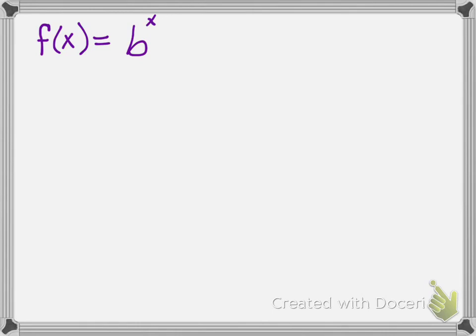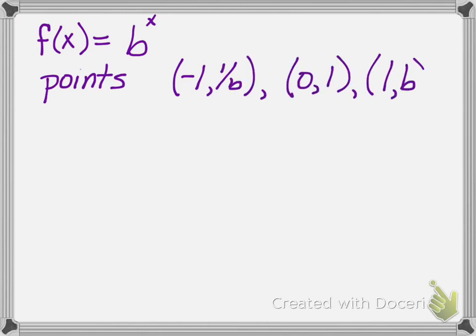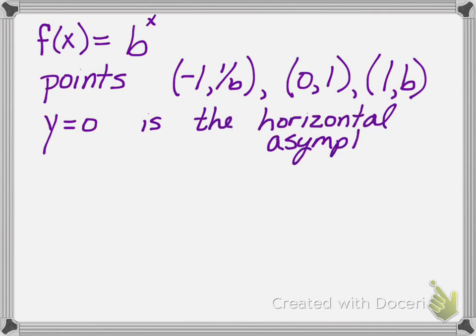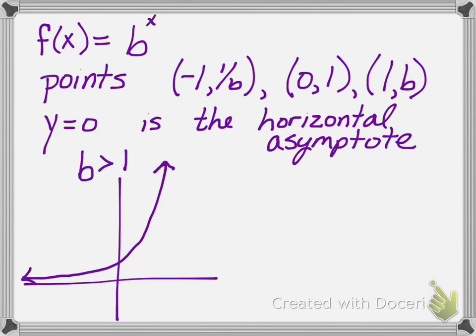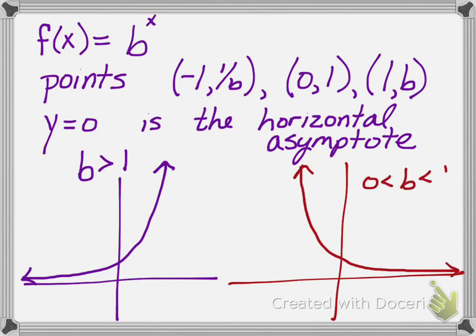So in general, if f of x equals b to the x power, 3 points that the graph will go through are (-1, 1/b), (0, 1), and (1, b). And y equals 0 is a horizontal asymptote. When the base is greater than 1, the graph is increasing from left to right. And when the base is between 0 and 1, the graph is decreasing from left to right.